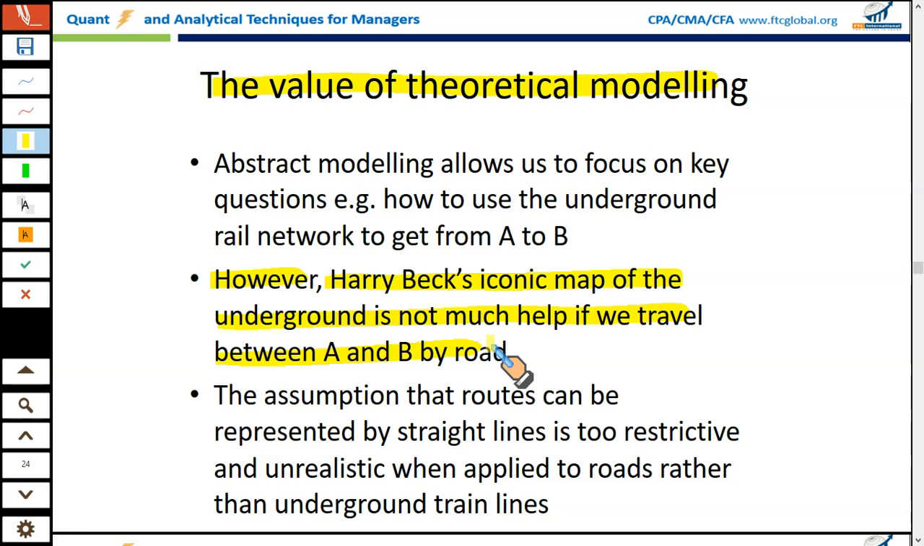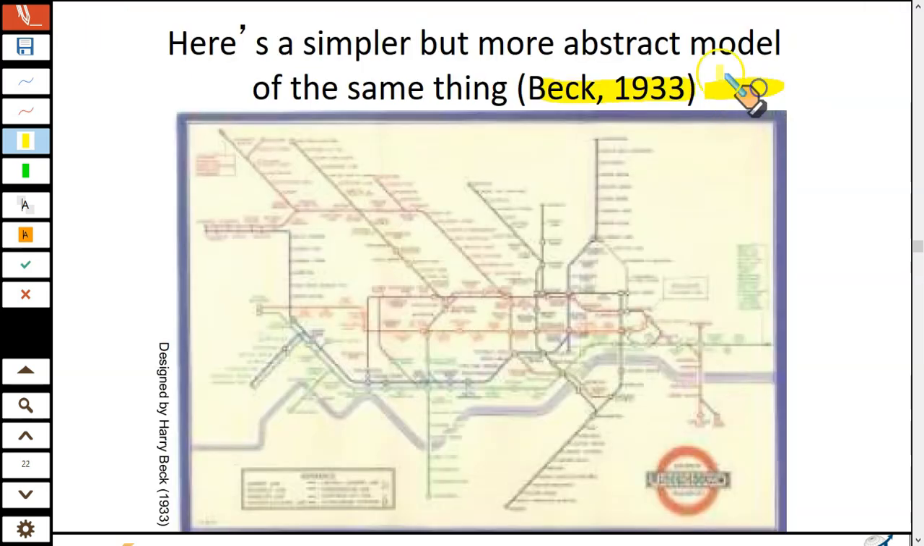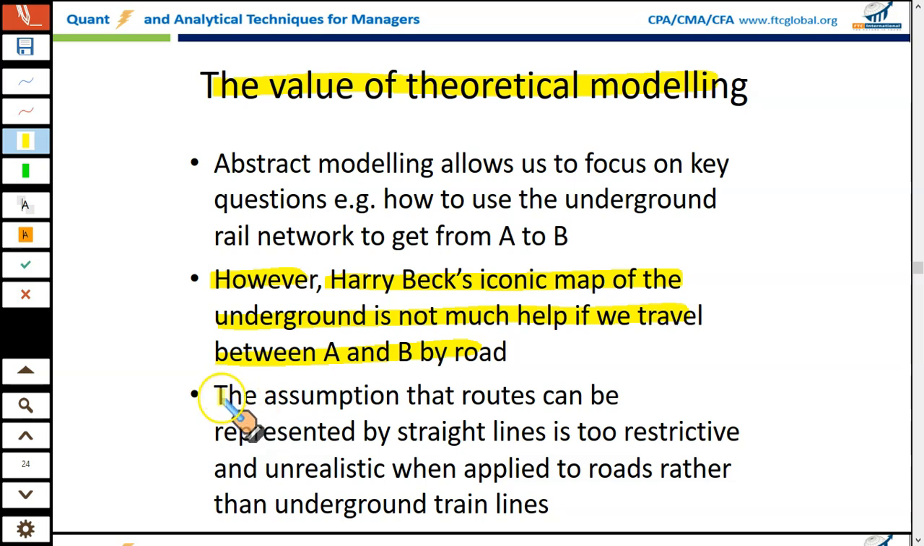Yes, the design he gave for the underground is a great help for navigating the subway, but it isn't useful for understanding road travel because it doesn't show actual geographical distances on the road layout. So probably in 1933 it was impractical to do so. Then it says the assumption that the routes can be represented by straight lines is too restrictive and unrealistic when applied to roads rather than underground train lines.